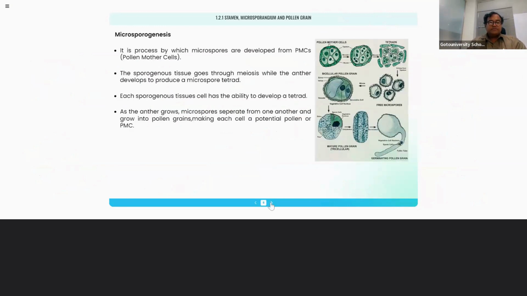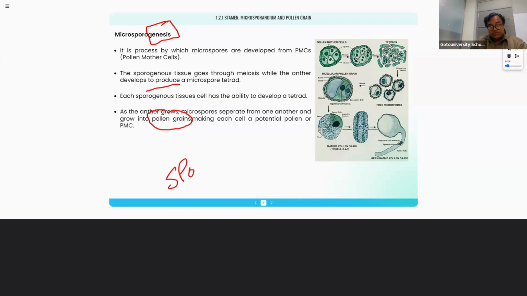Now, we are entering into the next topic called microsporogenesis, that I already told you. Genesis means synthesis. What is synthesized? Microspore is synthesized. What do you mean by microspore? Pollen grain. Who is making this? Microsporangium. So where exactly is the microsporangium present?